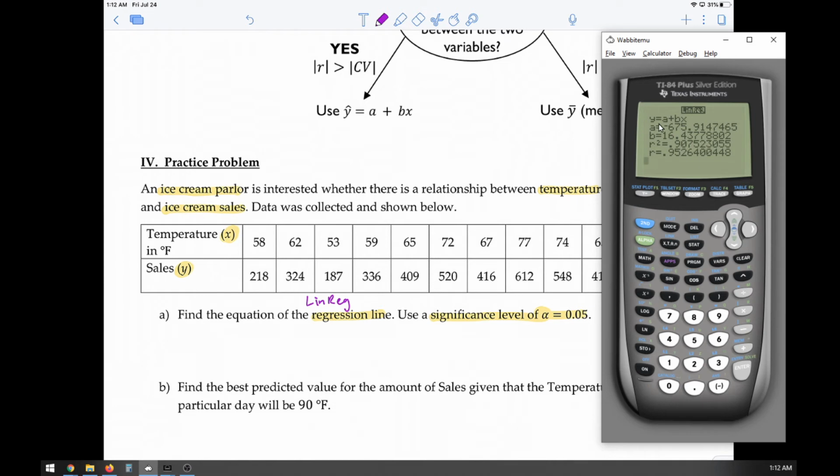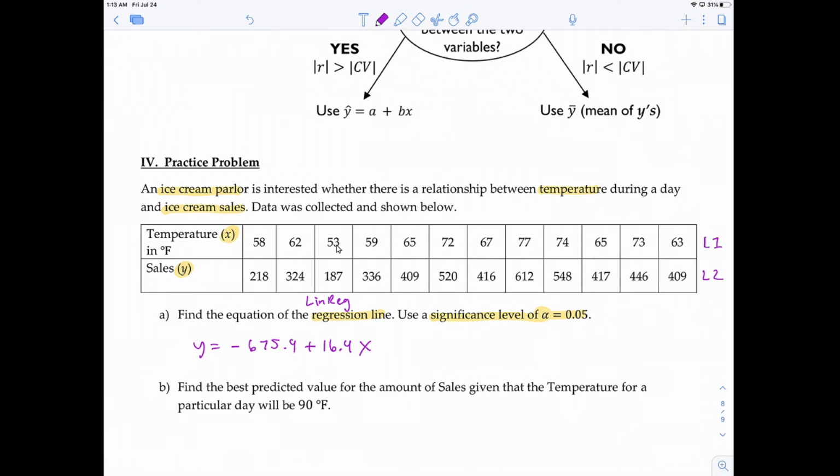So let's see. Their equation in the a plus bx form is the following. We have y equals, so a is negative 675.9. Again, I'm rounding here to 1 decimal spot, plus b. B is the slope. So b is 16.4 x. So this is the regression equation. If we were to plot these points on a scatter plot, this would be the line of best fit. This would be the line that best fits these points.